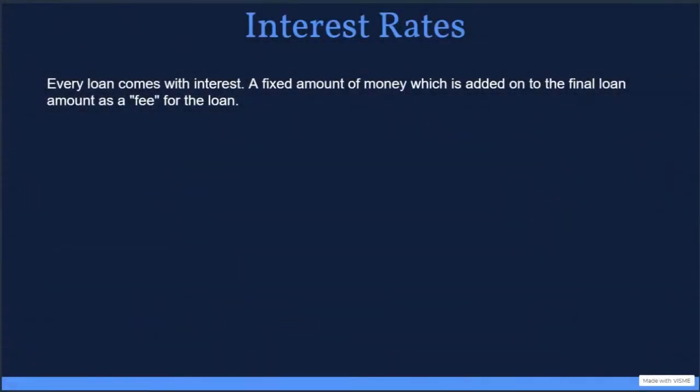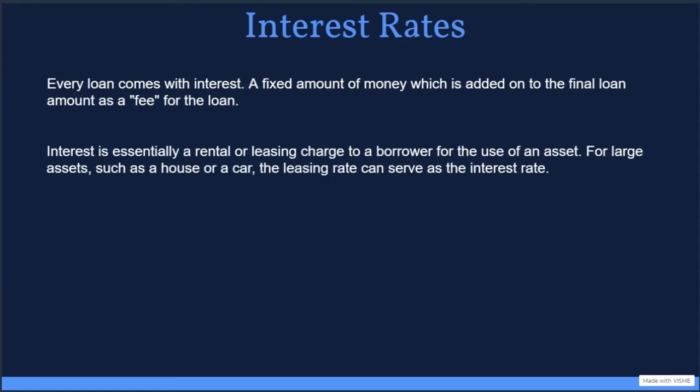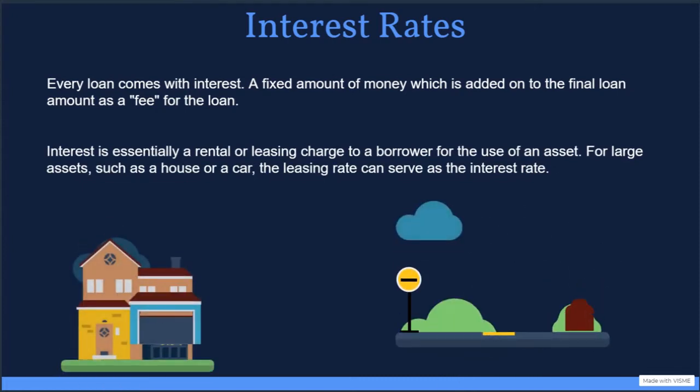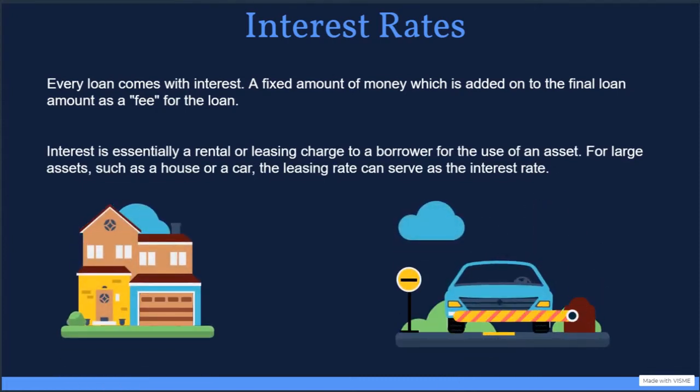Every loan comes with interest, a fixed amount of money, which is added on to the final loan amount as sort of a fee for the loan. Interest is essentially a rental or leasing charge to a borrower for the use of an asset. For large assets such as a house or a car, the leasing rate can serve as the interest rate.